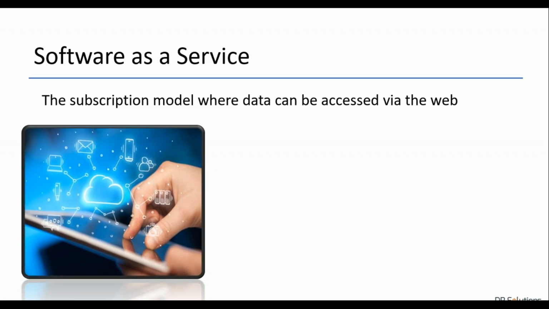Software as a service, I'd like to get through this one pretty quick. I think a lot of people know what this is. It's a subscription model where data can be accessed via the web. So tons of examples of this. You can think of Office 365, obviously, Dropbox, what we're using right now, GoToMeeting, Gmail, anything really where you get it through a website.